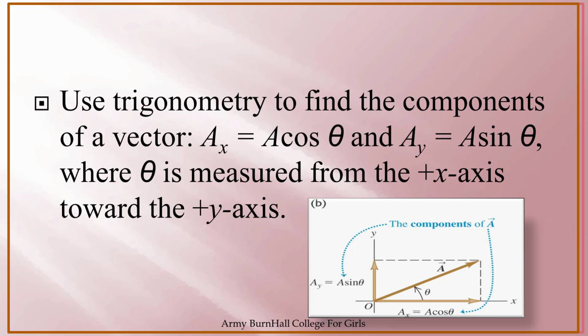So we can use trigonometry to find the components of a vector. Ax is equal to a cos theta and ay is equal to a sin theta, where theta is measured from the positive x-axis towards the positive y-axis. You have to keep in mind that this theta is with the positive x-axis and it is always in the anti-clockwise direction. We cannot measure theta in the clockwise direction. That will be given some other name, but it will not be the theta we are using in these formulas. This theta is the angle measured from the positive x-axis in the anti-clockwise direction.